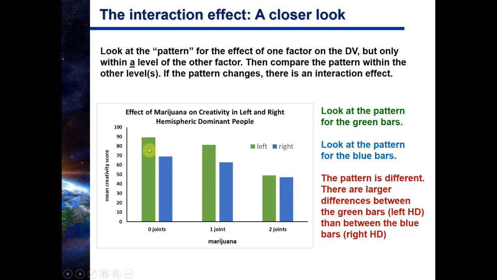What about the ANOVA? Well, you'd still have 2 ANOVAs because you're going to compare green to green to green. But if it's the same people in each group, then it's a one-way repeated ANOVA. Same thing here. To compare the blue to blue to blue, in other words, all the marijuana levels, but just for the right hemispheric people, that would be another one-way ANOVA, but this time a repeated ANOVA.